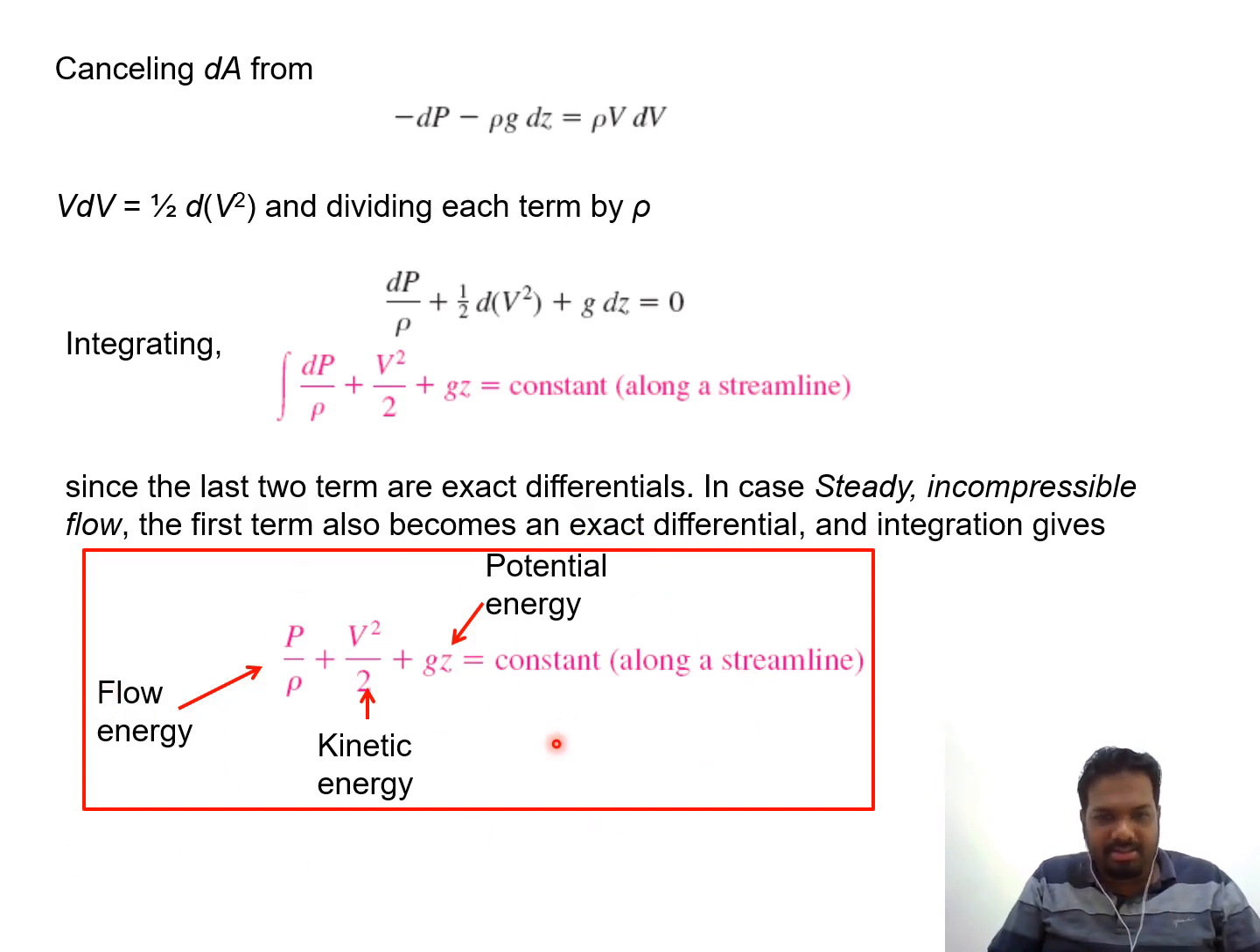So you have three parts in the equation. The first part is pressure over density, which is actually showing the flow energy because it's related to the pressure and also density. The second part is the kinetic energy, derived from half mv square, the equation for kinetic energy. And you have a potential energy, related to the height, and it is a constant along a streamline.